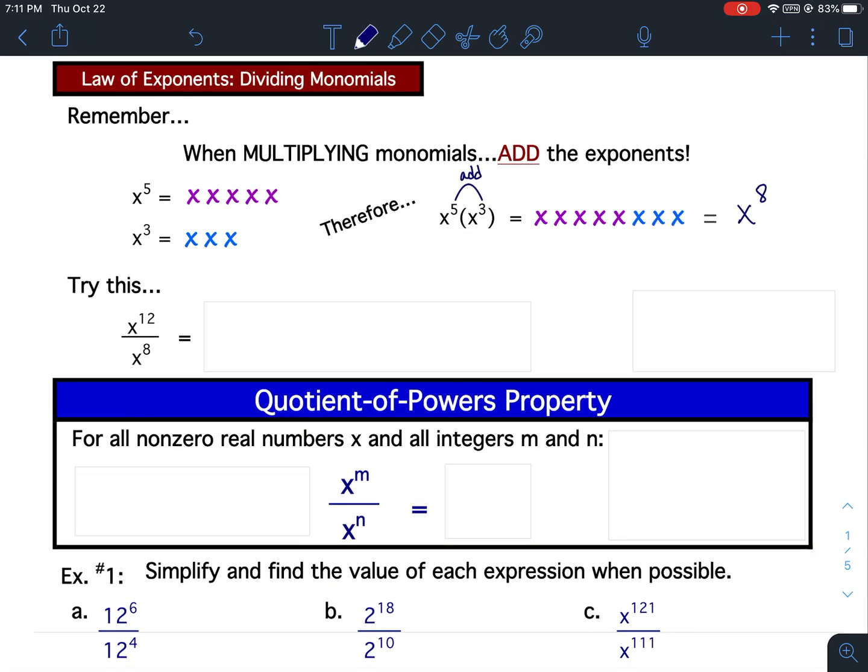This lesson is going to be on dividing. Well, again, if when you multiply monomials, you add the exponents, what do you think you're going to do when you divide? Well, let's look at this. We've got x to the 12th divided by x to the 8th. So I'm looking right here, x to the 12th divided by x to the 8th. That means there would be 12 x's in the numerator and 8 x's in the denominator. Go ahead and write that down.